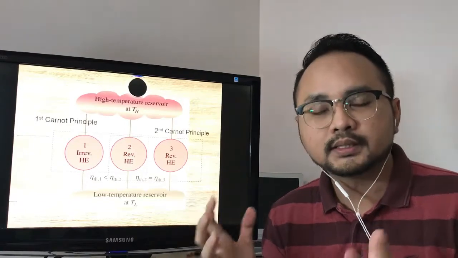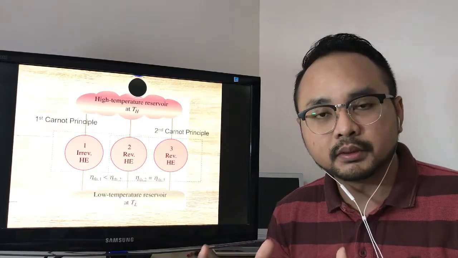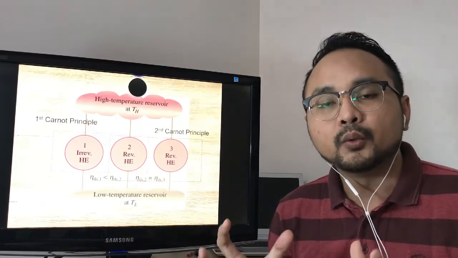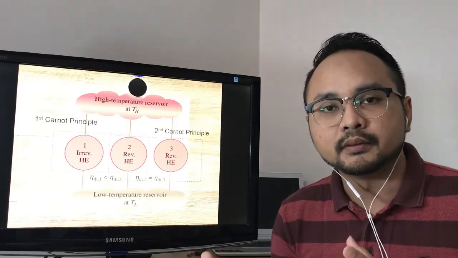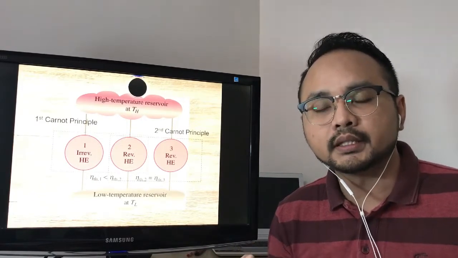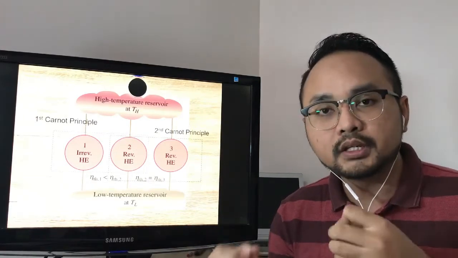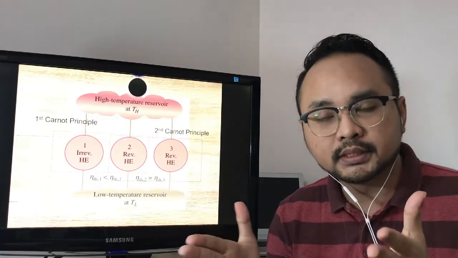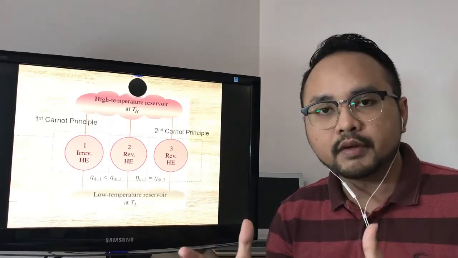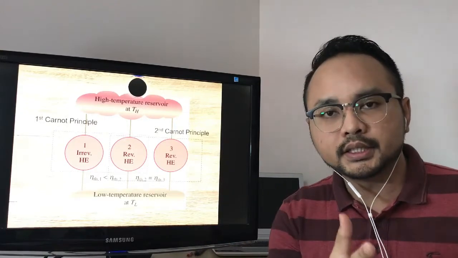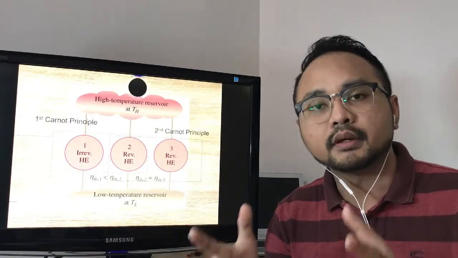Let's say we have one steam plant unit, and this steam plant unit or heat engine is a reversible heat engine. If we replace the entire heat engine with another heat engine, and this heat engine operates under the same reservoir or the same surrounding, and we measure the efficiency and it is lower than the efficiency of the heat engine that we replaced just now, then the new heat engine is irreversible.